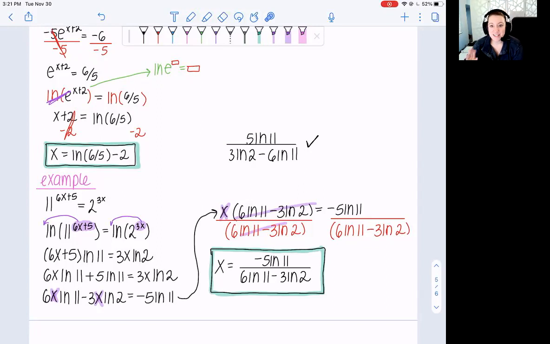Okay, so that is all I have for you for exponential equations. You now can do everything in part 1 of the homework. So you should definitely start that if you haven't already.